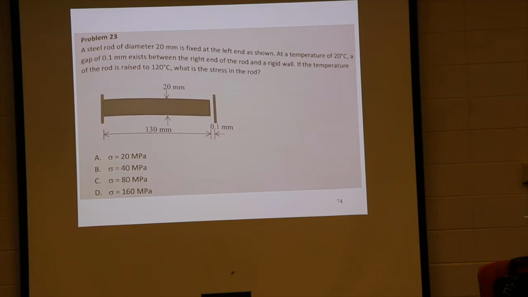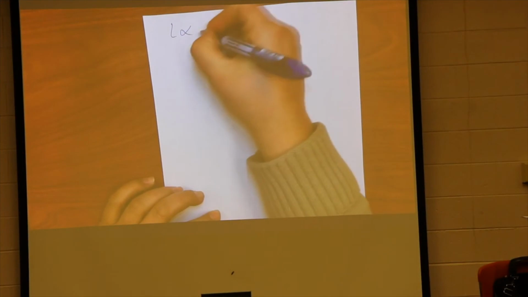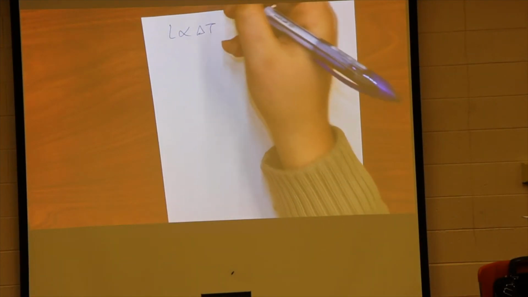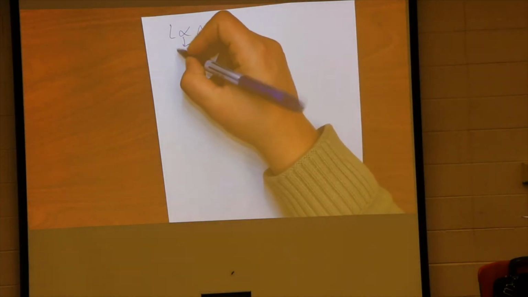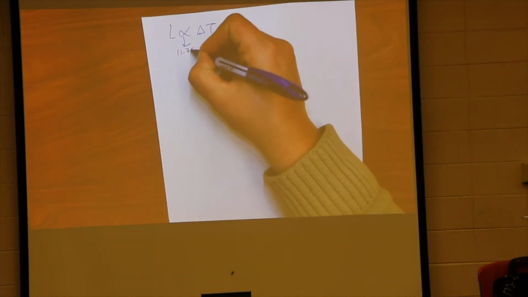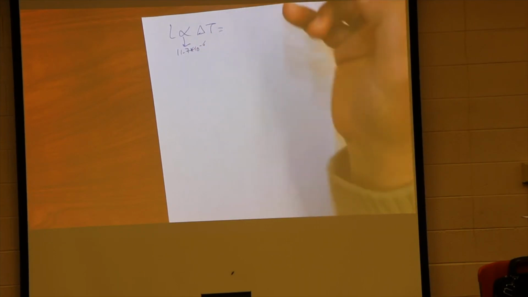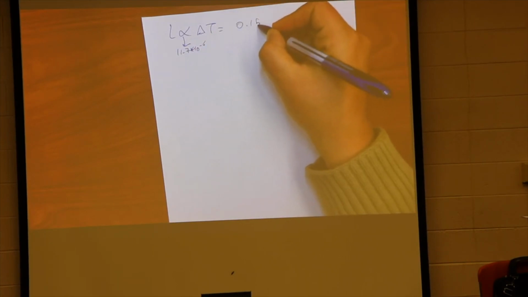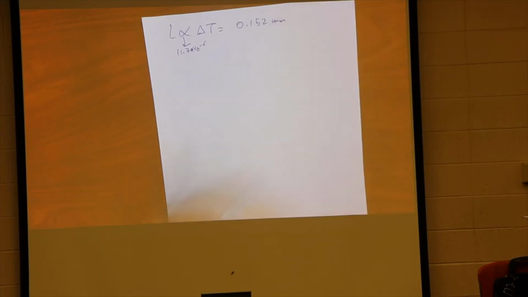All right. So if you are calculating L alpha delta T, they are supposed to give you alpha. Obviously, they don't have it here in the problem statement. Alpha will be 11.7 times 10 to the power negative 6. This will not happen in an FE exam. 0.152 millimeter. So you already know that this gap will close.